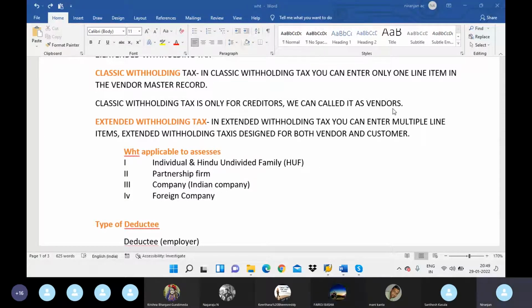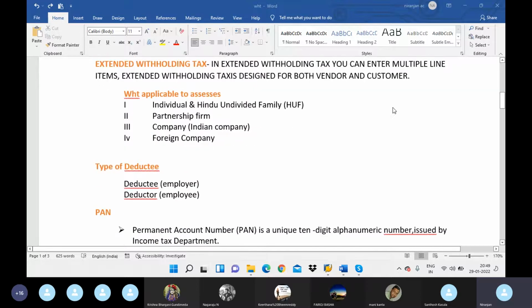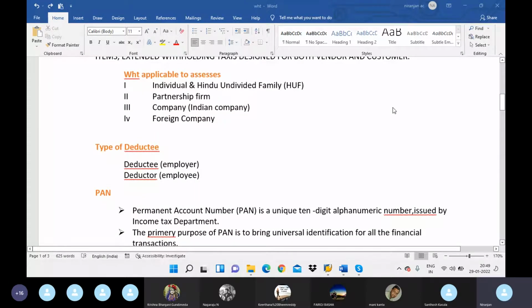Okay. In extended withholding tax, we have some functionalities that are not in the classic withholding tax. In the extended withholding tax, we can collect the TDS on the incoming payment and at the time of invoice. With the help of the extended withholding tax, we can make partial payments, and rounding up rules and discount considerations are also available. These concepts are only available in the extended withholding tax.